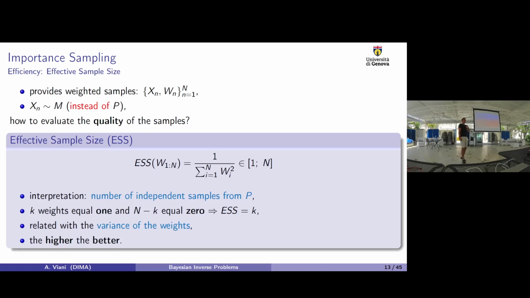But if the weight is 1, this means that I'm sampling from P.